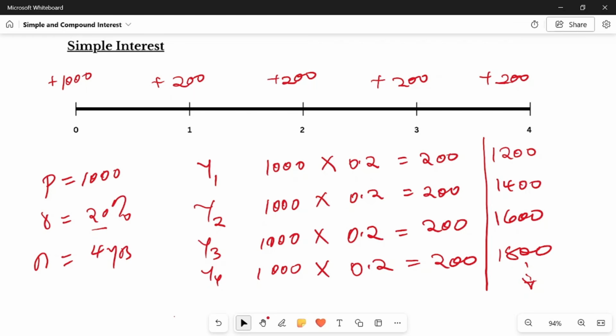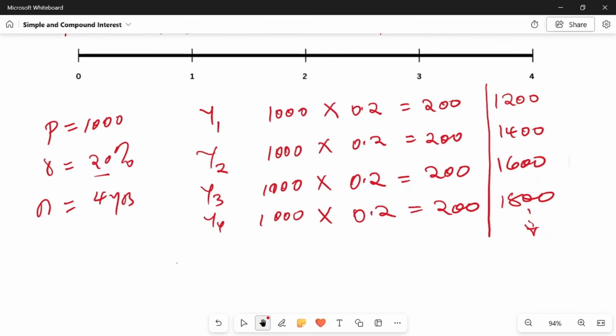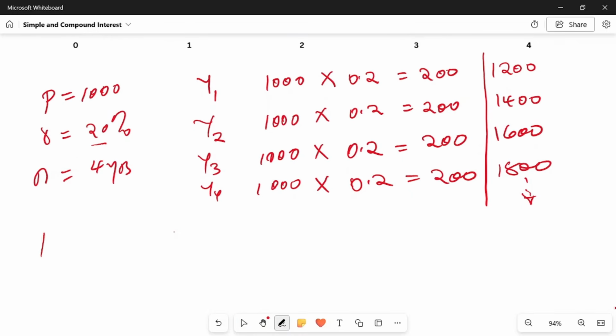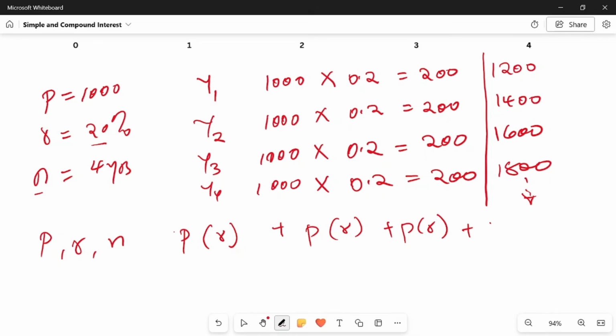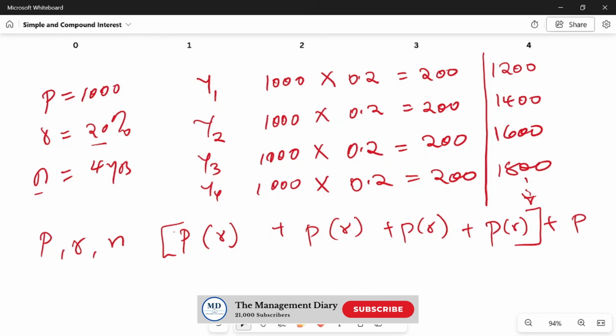We can simplify this into a simple mathematical function, and this is how it's going to look like. Now, assume you have your principal P as above, and you have your rate R as above, and the period N. It simply means for the first period, for the first year, you're going to have principal multiplied by the rate. For the second year, you're going to have the principal multiplied by the rate. And the third year, you're going to have principal multiplied by the rate, and so forth up to the fourth year. And then all these, to get the total amount, you're going to add the principal that we had.